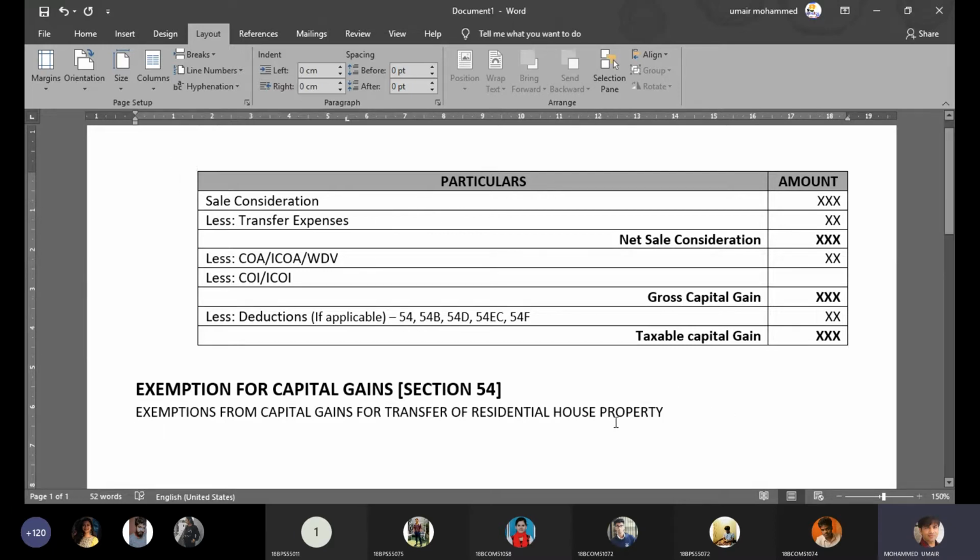So what does section 54 say? As I mentioned, you have to sell something, right? So what needs to be transferred? What needs to be sold? It's already mentioned here. Section 54 provides relief to the taxpayer in the form of deduction if he transfers residential house property. So let's note down what needs to be sold. The answer is residential.